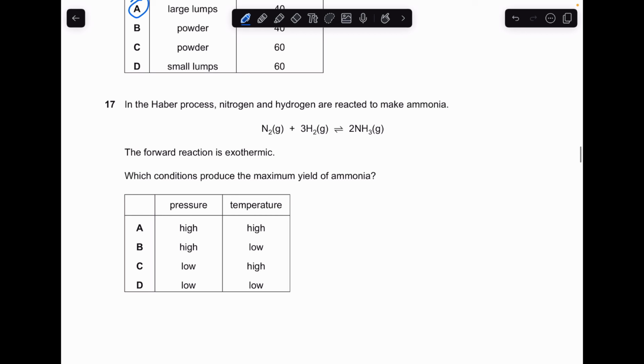Question number 17. In the Haber process, nitrogen and hydrogen are reacted to form ammonia. The forward reaction is exothermic, so the backward reaction will be endothermic. Which conditions produce maximum yield of ammonia? So we are talking about the yield of ammonia, so we have to check the conditions. Pressure should be high. Because when the pressure is high, the equilibrium will move to the side with fewer particles, which is the product side. So pressure will be high, so C, D are wrong. And the temperature will be low. If the temperature is low, it will go forward, meaning more yield of ammonia. So it's B. It can't be high, otherwise the reaction will go backwards, since that direction is endothermic.